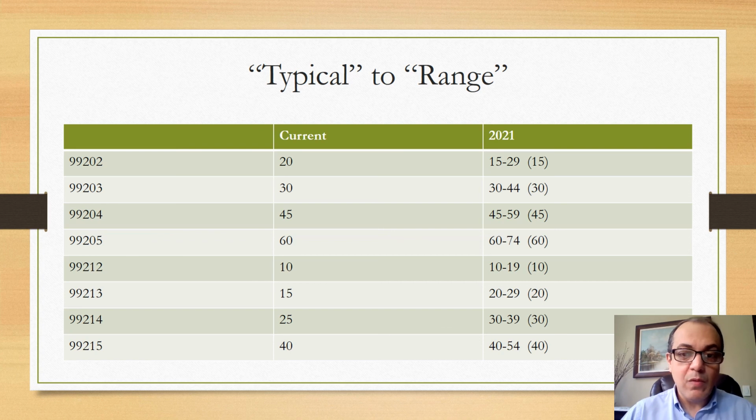But as of 2021, that is going to be arranged. So for example, from 2021, instead of using 20 minutes as a typical time for a level 2 new patient visit, it's going to be between 15 and 29 minutes. Now, it goes by 15-minute increments, as you can see here, for new patients. But for follow-up or established patients, it goes up by 10 minutes each. So that leaves us with a question. What are we going to write in the note? Are we going to write that I spent between 15 and 29 minutes with the patient?